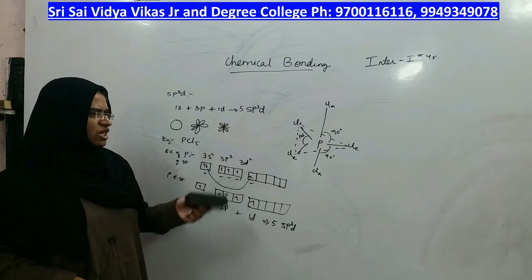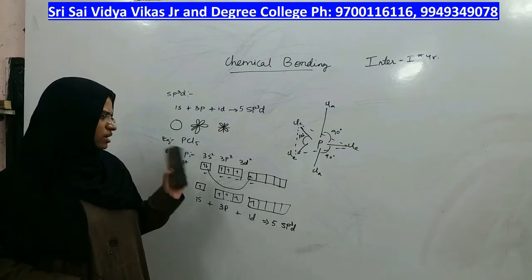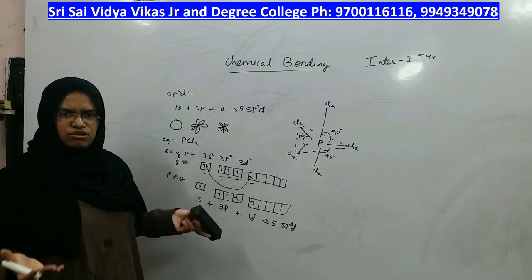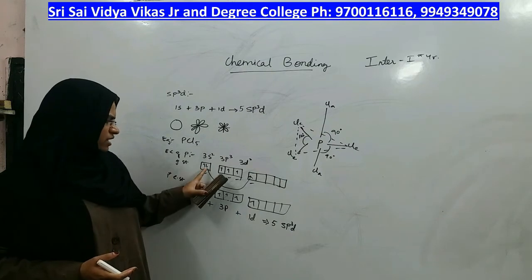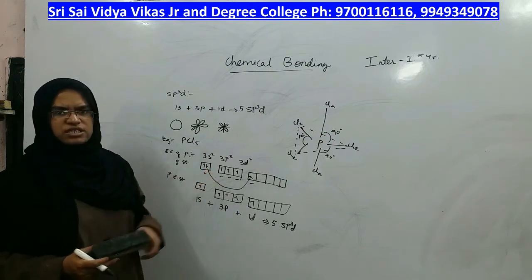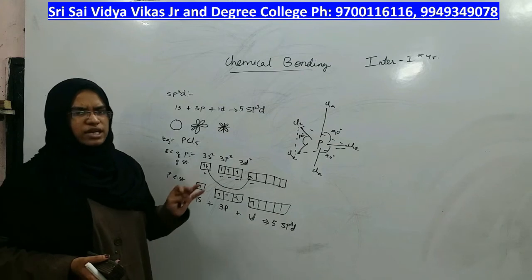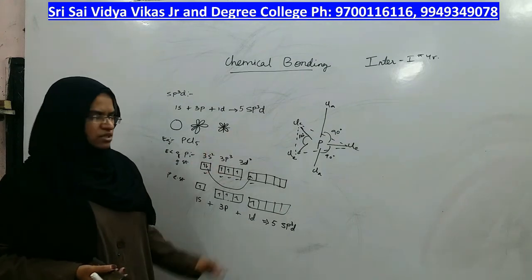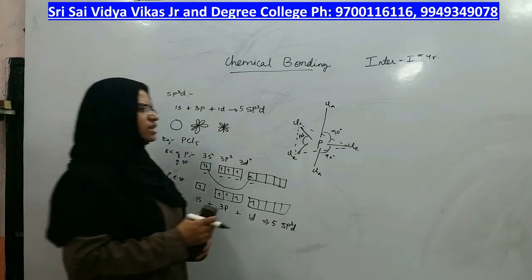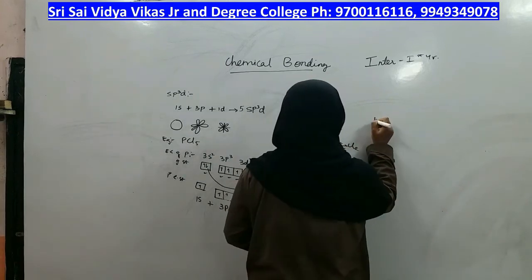It does not have any lone pair. Remember that on phosphorus there is no lone pair left. All the 5 electrons present in the phosphorus are utilized to make bonds with 5 chlorine atoms, right, giving a shape of trigonal bipyramidal.